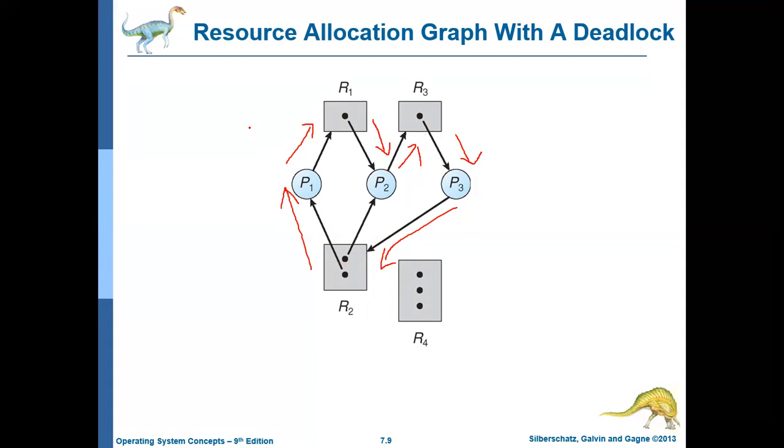Sometimes there may be more than one cycle also. So this is one cycle. Let us see whether there is any other cycle or not. Let us start from P2.